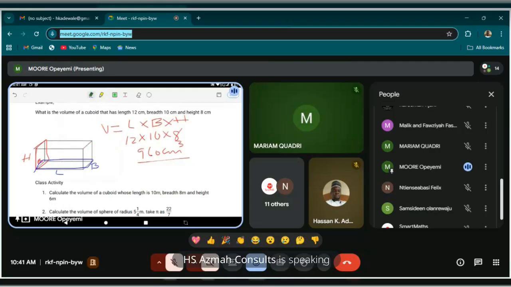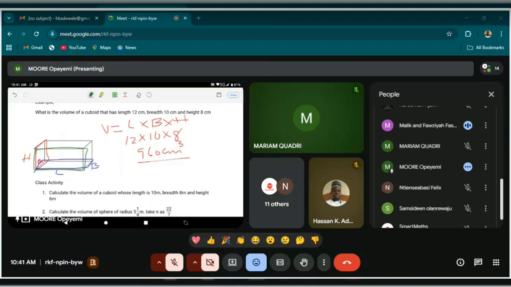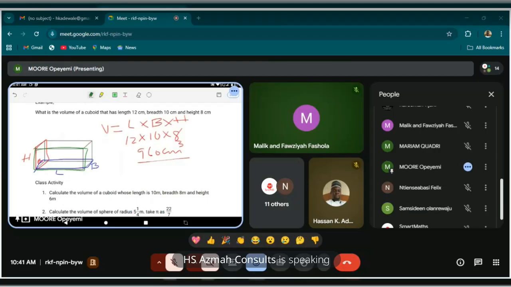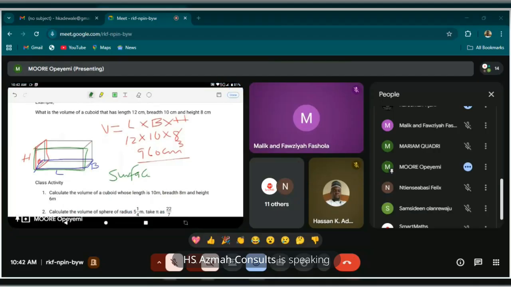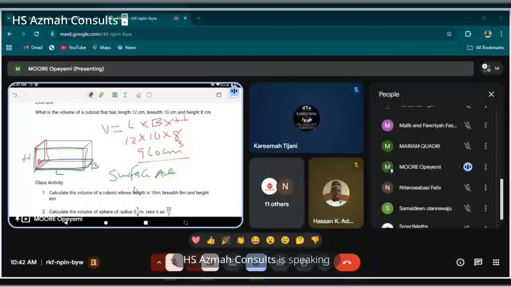Are we together? Okay. Now, another one is the third part. That one is equal to height and length. So when you are asked to calculate surface area of a cuboid, 2LH plus 2LB plus 2HB. Surface area.